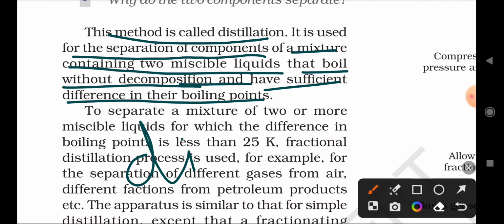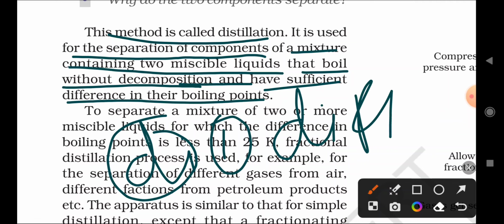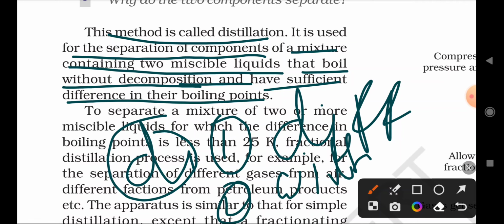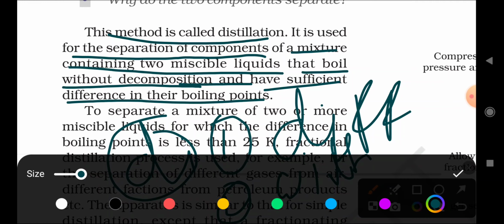So when we use the distillation method, the condition is that the two miscible liquids must have different boiling points, and also they must not decompose in the solution during heating. These are the two conditions. What are the two conditions?